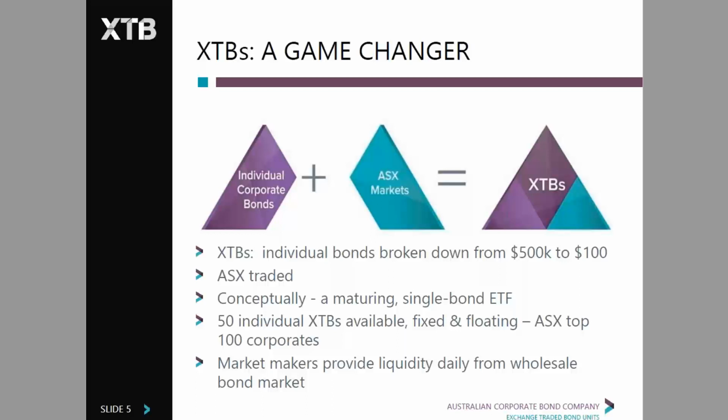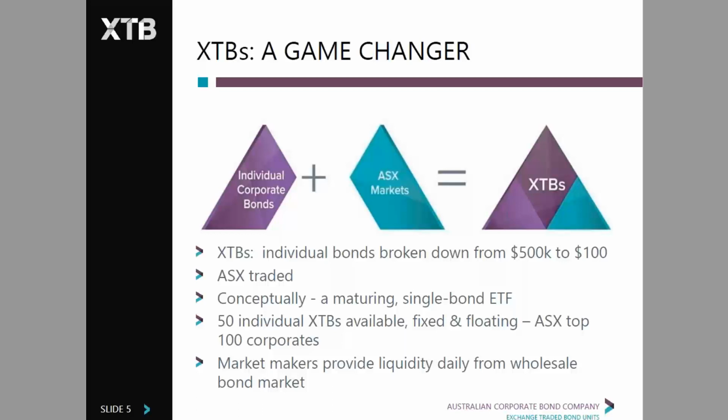So the concept behind XTBs was to take them out of the wholesale market and package them up in individual securities called XTBs that you can then access in $100 lots. Conceptually and even structurally, you could view them as a single bond ETF that is going to mature, because that's exactly what they are. So a Lend-Lease XTB will mature when its underlying Lend-Lease bond matures. It will pay out its coupon when Lend-Lease pays the coupon, and it will pay out the $100 capital when the Lend-Lease bond matures. So really they're just a single bond maturing ETF.